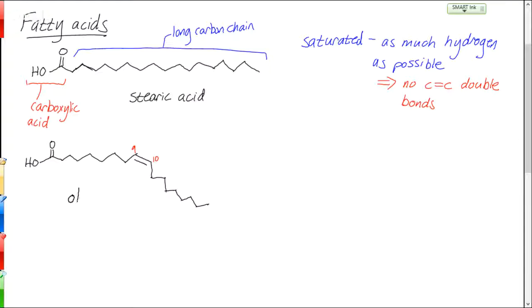This is oleic acid. This is the most prevalent fatty acid in vegetable oils, so olive oil and canola oil, those types of oils have a lot of oleic acid in them. This is unsaturated.